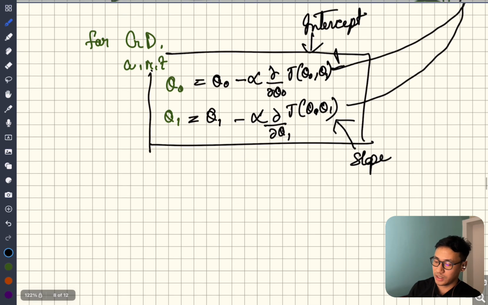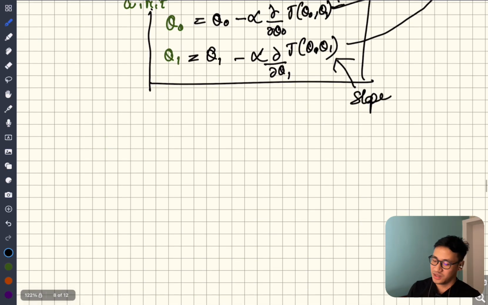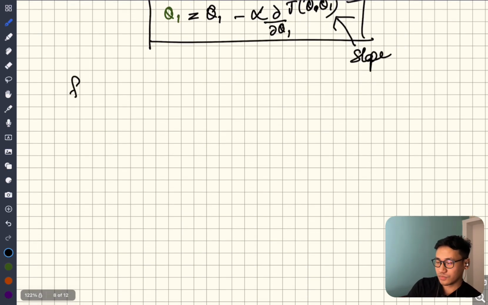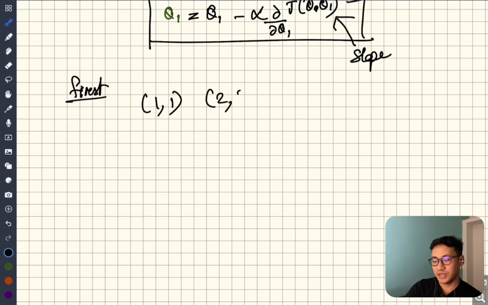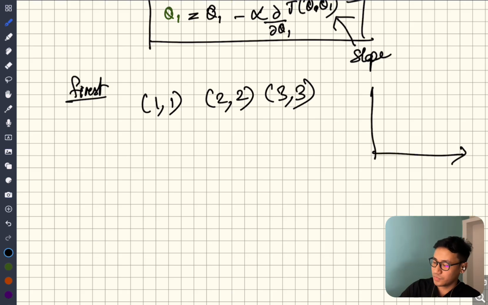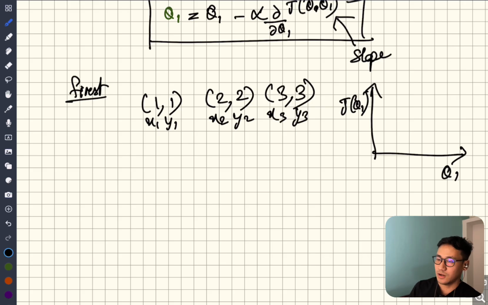So now let us assume again. First we take the data set as 1 by 1, 2 by 2, the same data set, and let us try to find whether it is going positive or negative. Let me draw a graph here. This is theta 1, and this is the cost function. So here it is x1 y1, x2 y2, and x3 y3. In this, let us assume theta 1 as 1.